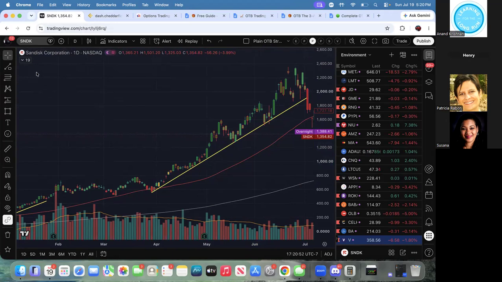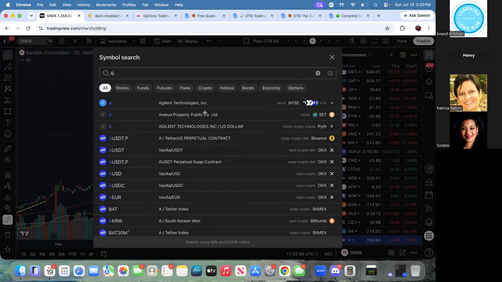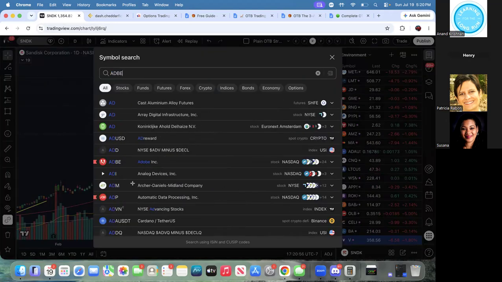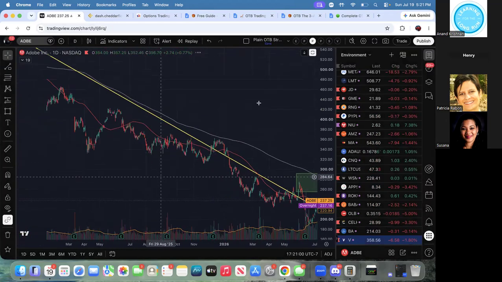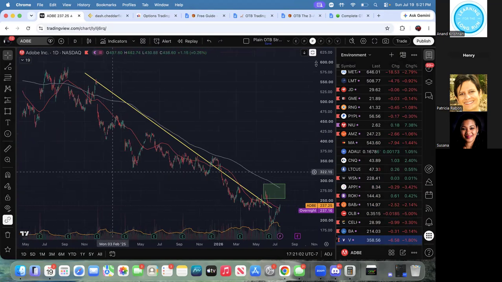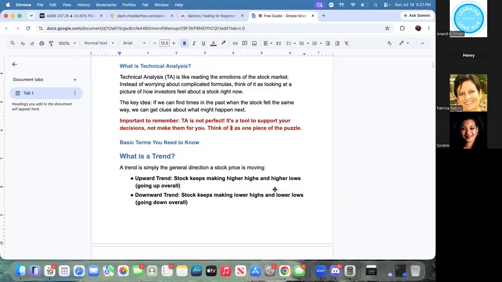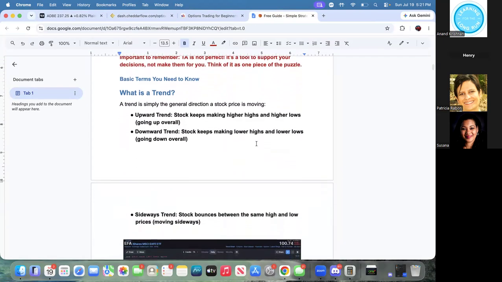So that's an example of an uptrend. For a downtrend, let me think of one. I guess Adobe might be one. Yes, this is a downtrend, with lower lows and lower highs. Downward trend: lower highs and lower lows.